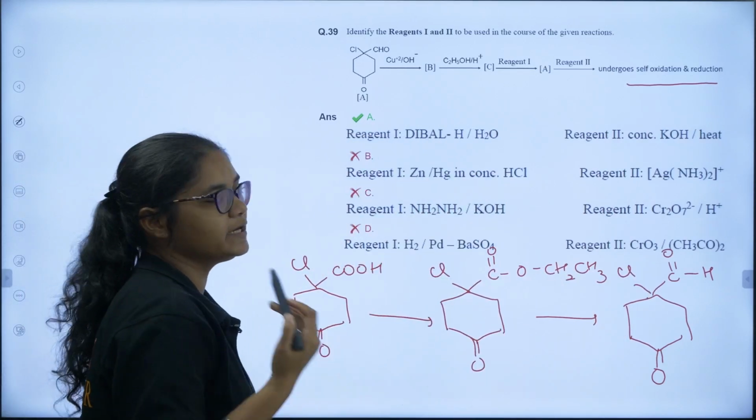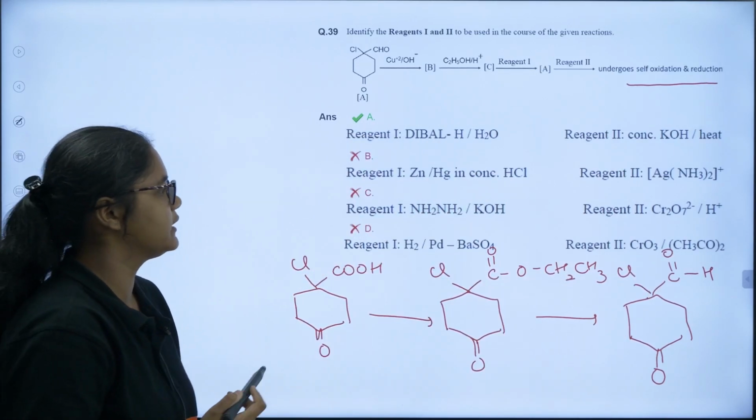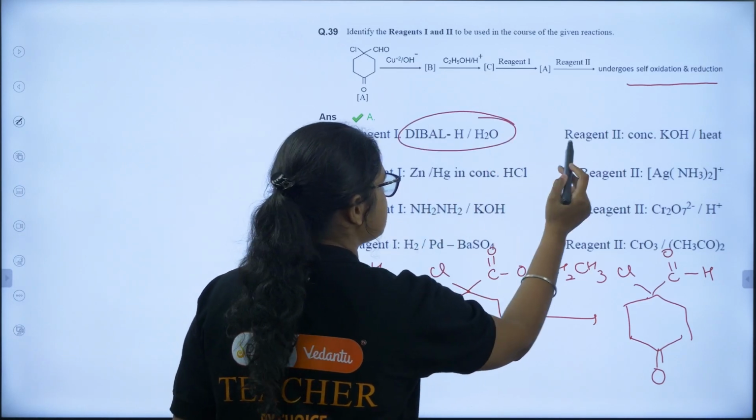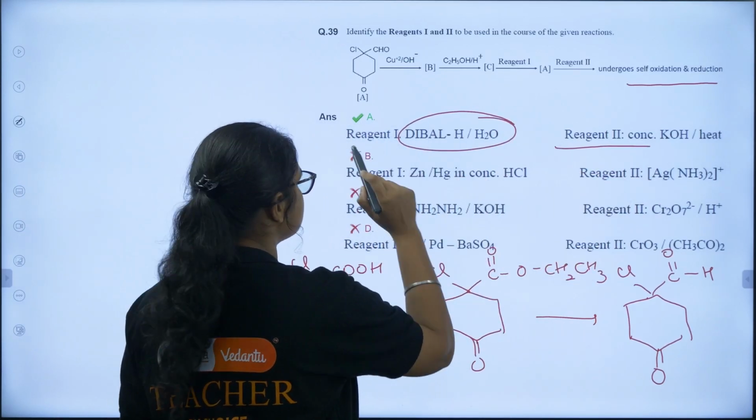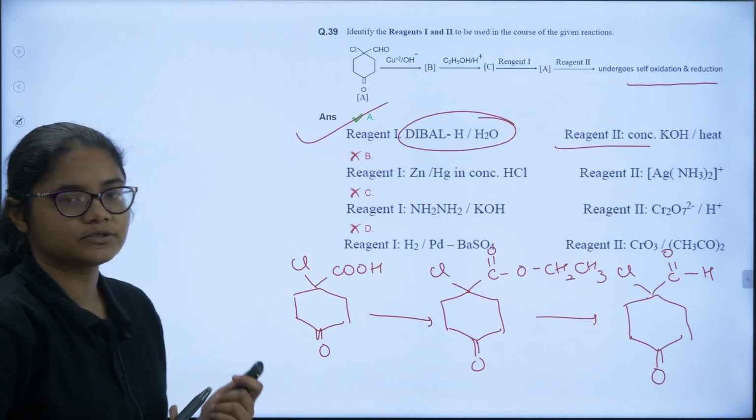For that, what is the reagent? Concentrated NaOH or concentrated KOH. So the first one will be your DIBAL-H, then this one will be concentrated KOH. So the correct answer will be option number A.